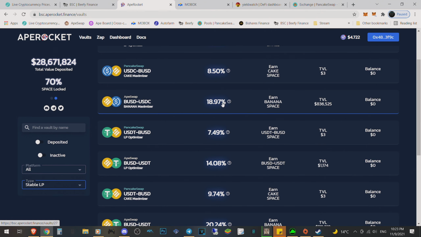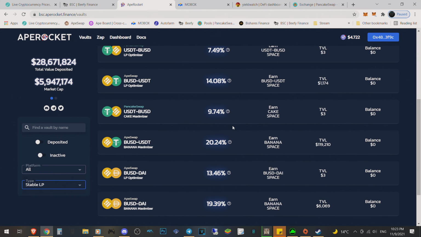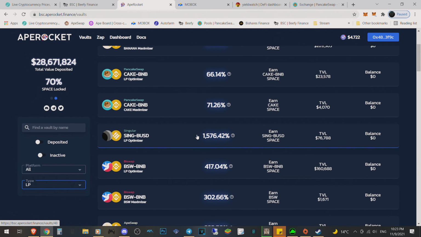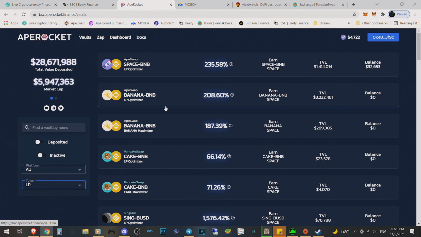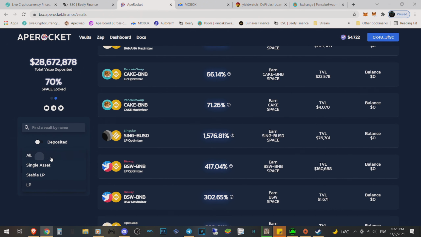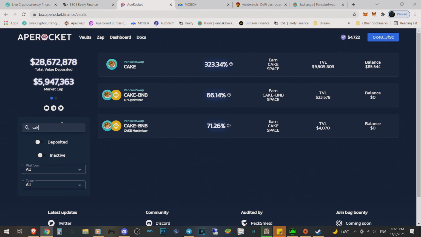You can see it's a pretty nice percentage here, higher than you most probably will get from other websites. And also then they have LP, which is just the tokens left and right should be paired mostly with BNB, but it could also be stable coins and stuff like that. So yeah, you can also search by name if you type in cake as an example. And then you can see all the cake optimizers you have here. That's a pretty nice one, actually. Maybe I'll invest into this in the future. But yeah, there you go.